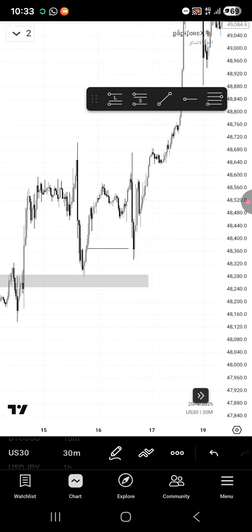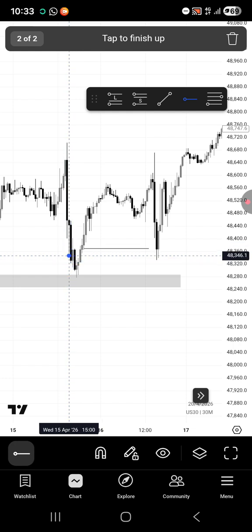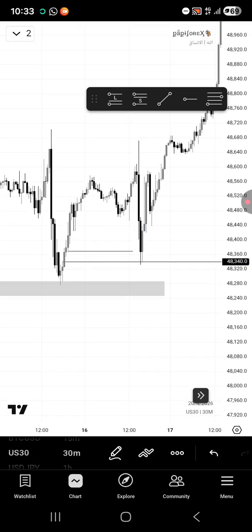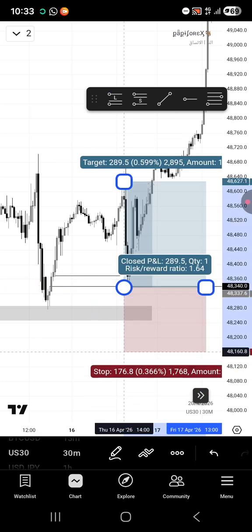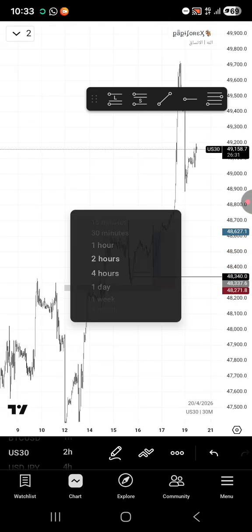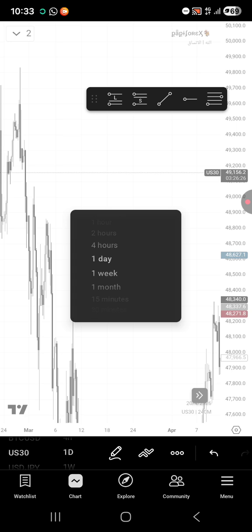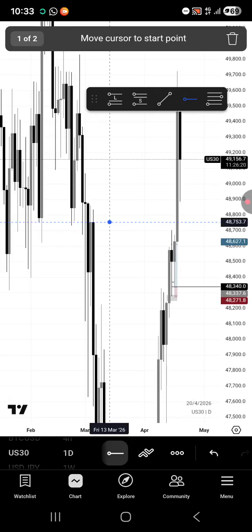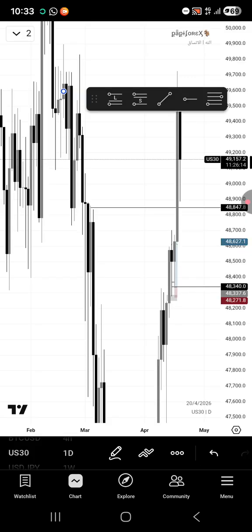I think my POI was for my 30 minutes here. Was it at this area? I can't really remember. Okay, I used this order block here, yes. So that was how I traded US 30. Then my take profit was at the next draw on liquidity, because I had my draw on liquidity from my daily time frame. So my draw on liquidity was this high here, that high there.